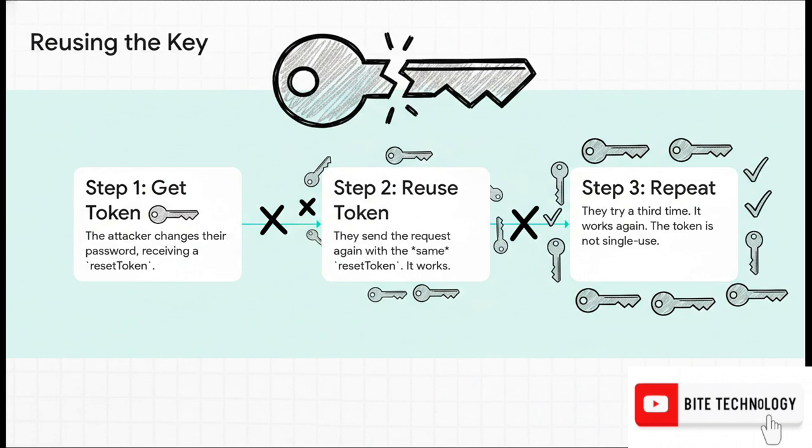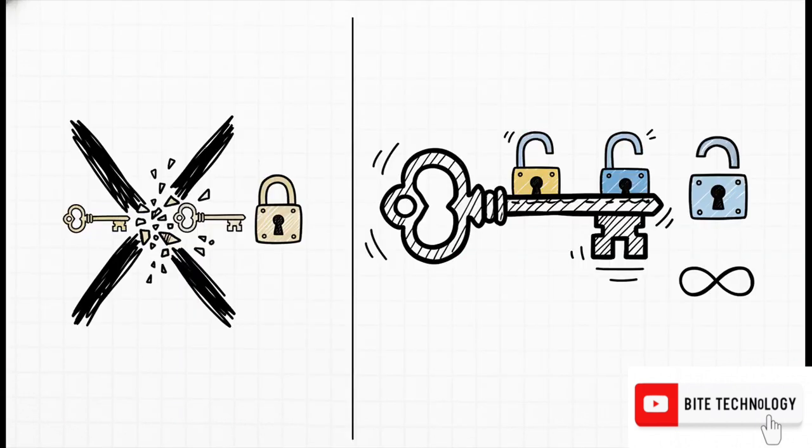So here's the exploit. The attacker goes through the password change process just one time, and they get a valid reset token. Now this token is supposed to be a single-use key, but the attacker thinks, what if I just try it again? They send the exact same request with the same token but a different password. And it works. They tried a third time. It still works. And that is the devastating discovery. That token isn't a one-time key at all. It's a permanent master key. It never expires, it's never invalidated. Anyone who gets their hands on this token can change that user's password whenever they want, as many times as they want. The entire security of the process is just gone.